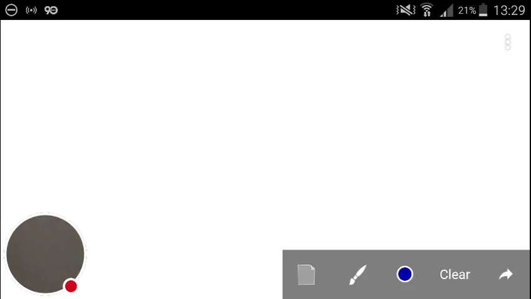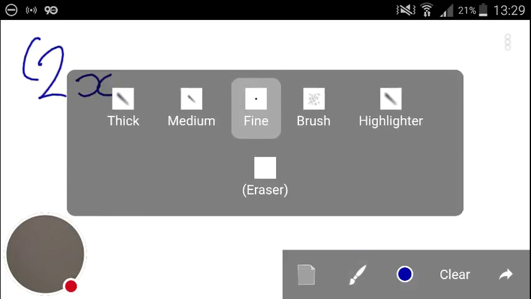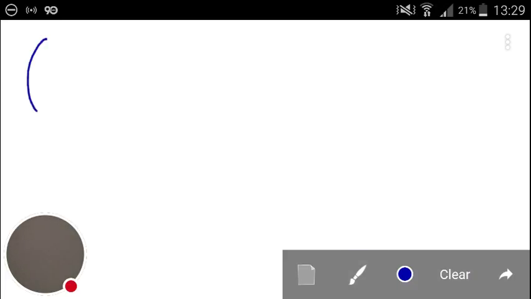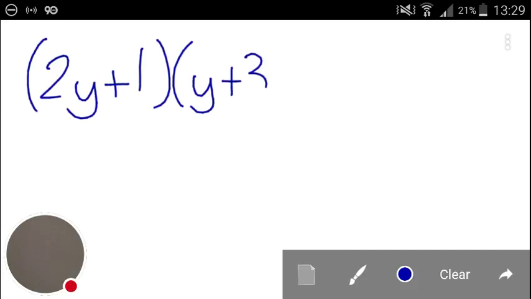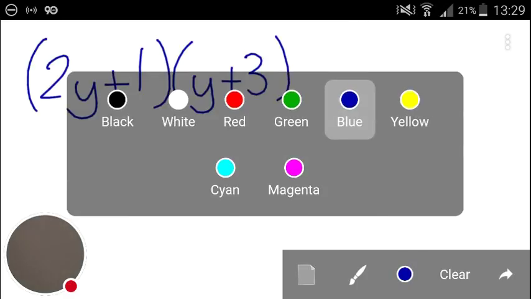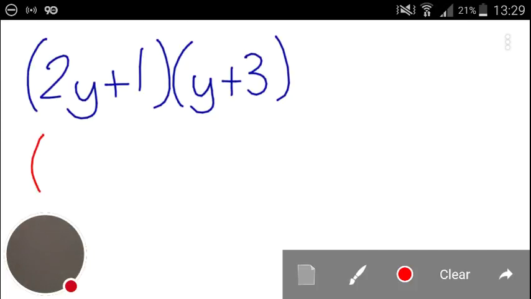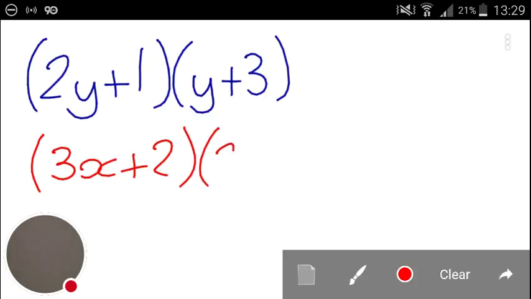So the first one I'd like to expand is a little bit more difficult than what we did a minute ago. It is 2y plus 1 and y plus 3. And the second one I'd like to have a go at is 3x plus 2 and 2x plus 3. I shall give you a couple of minutes and you can attempt them. We will then talk over our solutions. As I said, if you do have any questions or comments, please leave them in the chat bar, and I'll see if I can get back to you as soon as I can.